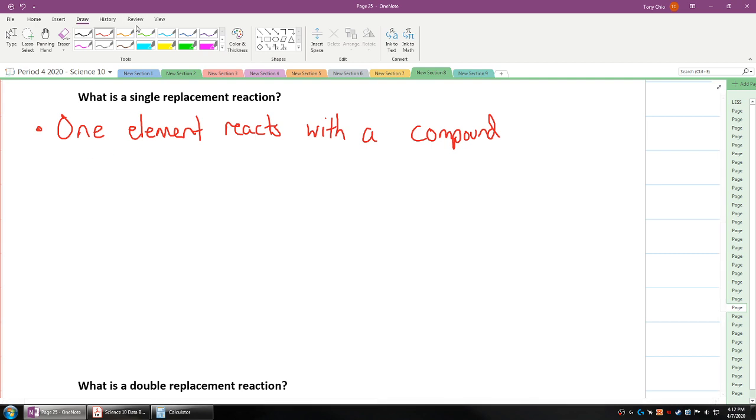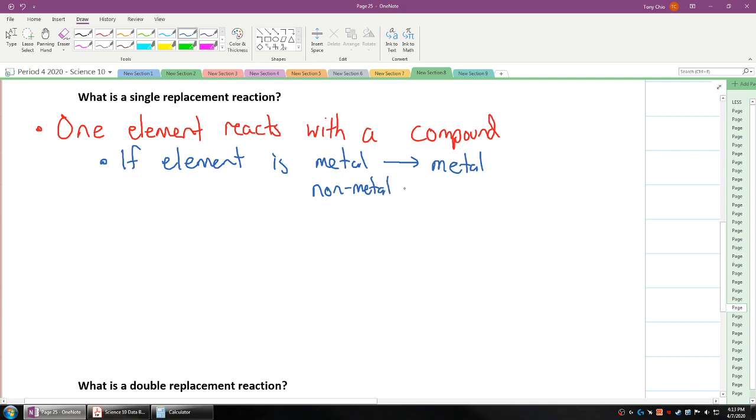So here's a little if statement, okay? If the element is a metal, it will replace the metal in the compound. And if the element is a nonmetal, it will replace the nonmetal in the compound. So these are both in compound.